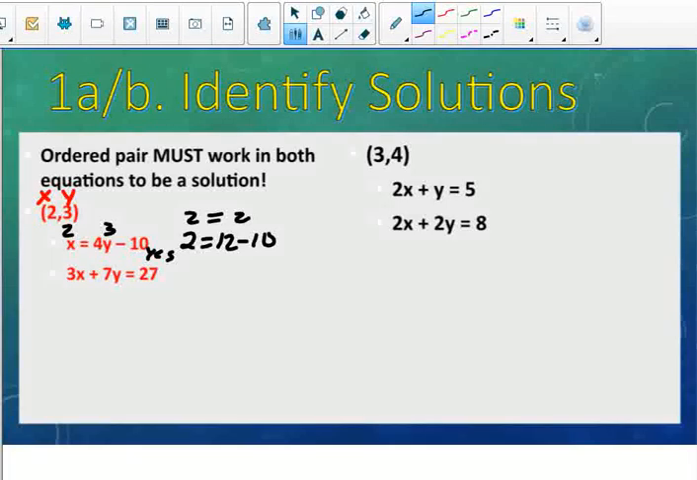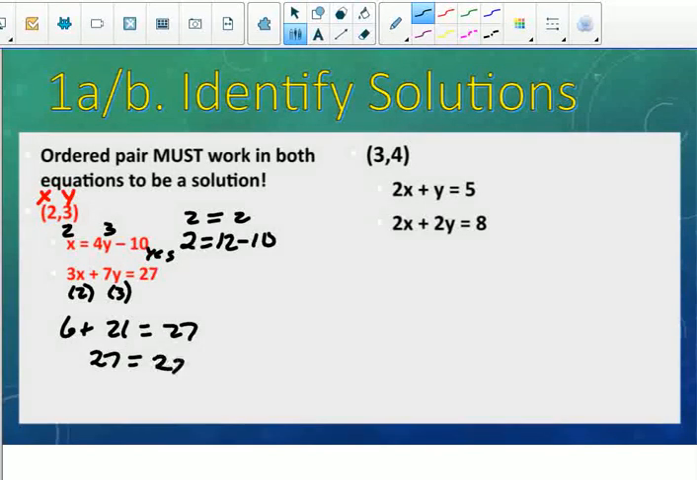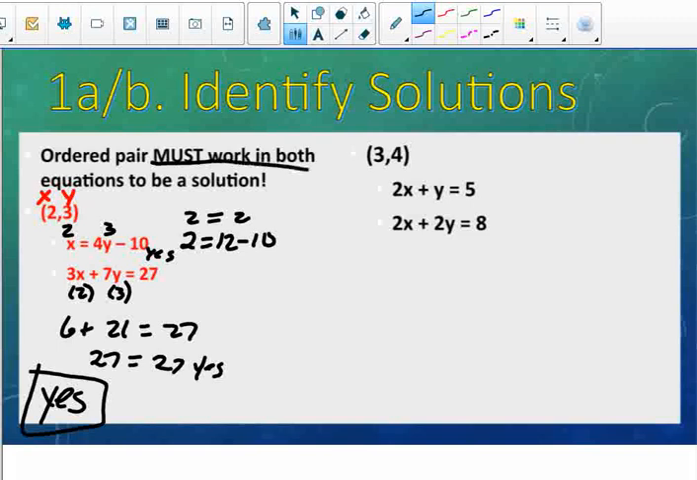What about for the second equation? Put a 2 in for x here and a 3 in for y here. So 2 times 3 is 6. 7 times 3 is 21. The other side is 27. 6 plus 21 is 27. 27 does equal 27. So yes, it's a solution. And because they work in both equations, it is a solution. So in order for it to be a solution, it must work in both equations.